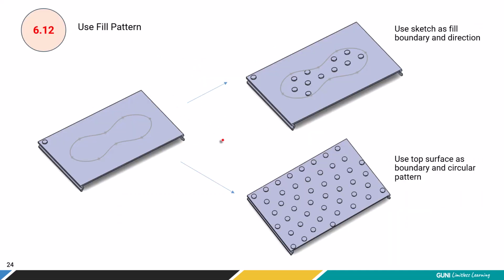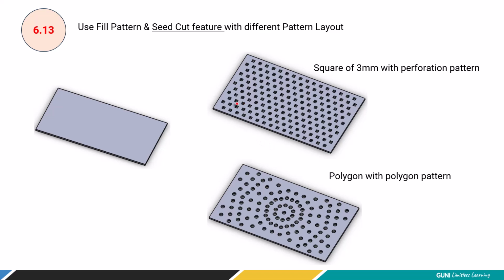Now in the 6.12 exercise, first we are going to fill the pattern on a selected face. So this will be our outcome. Secondly, we are going to fill inside the selected sketch, and probably this is going to be our outcome. In 6.13, we will use seed cut features, which offer ready-made available shapes. So we can remove the material and create a perforation shape. Either we'll use the square of 3 mm, or maybe the circular shape or polygon, with the perforation pattern and polygon pattern.